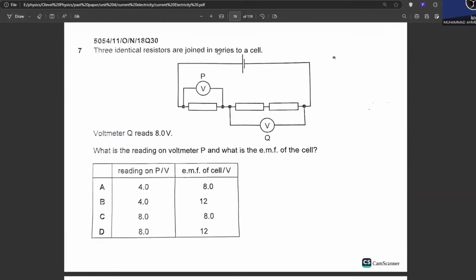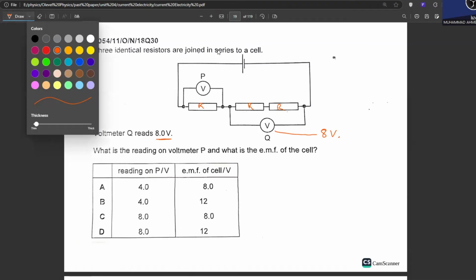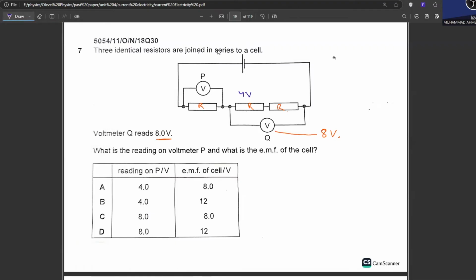3 identical resistors are joined in series to a cell. Identical resistance means this is R, and R. Okay. The voltmeter reads 8 volts. What is the reading on voltmeter P and what is the EMF of the cell? If the voltmeter Q reads 8 volts, that means this resistor R will be getting 4 volts and this resistor R will also be getting 4 volts. Why? Because they are identical resistors, so voltage will get evenly divided.